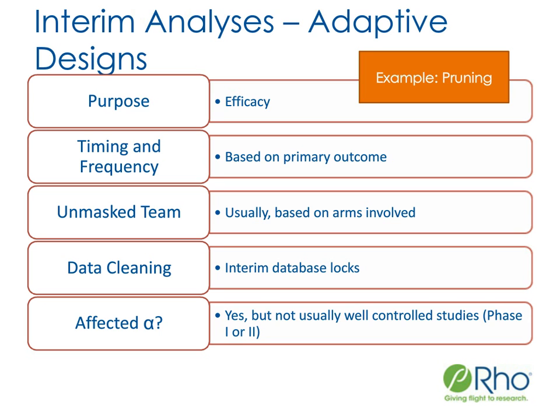You, again, want the data as clean as possible since efficacy decisions are being made, so you should plan for interim database locks. Your type 1 error will be affected, but adaptive designs are generally only used for phase 1 and phase 2 trials, whose goals are more to gather evidence to plan for your future studies and not to make decisions on drug efficacy, so it is not as much of a concern.